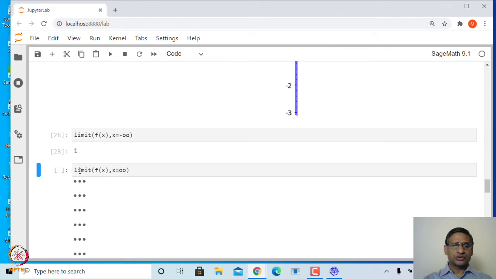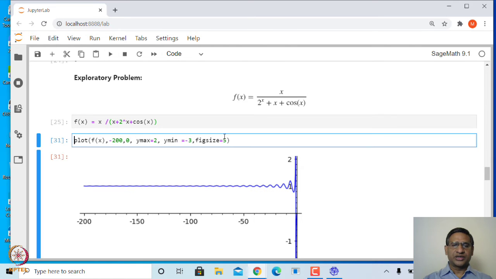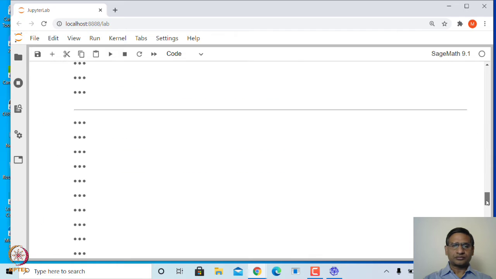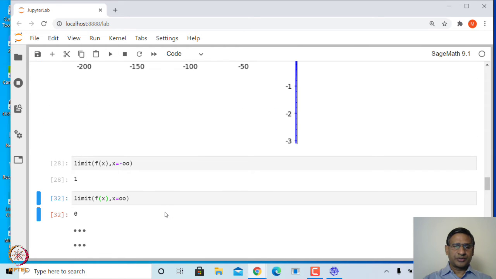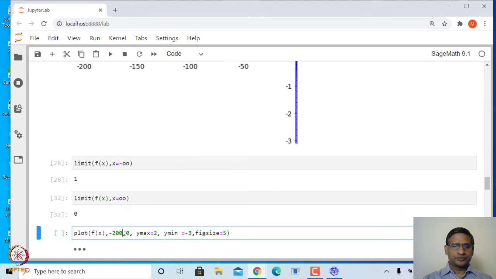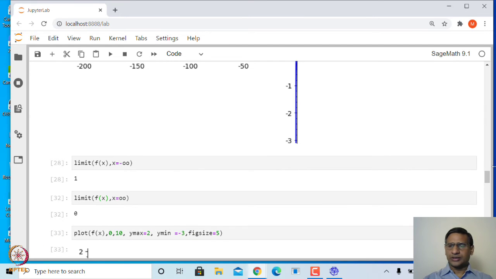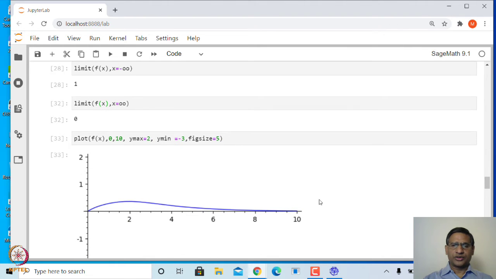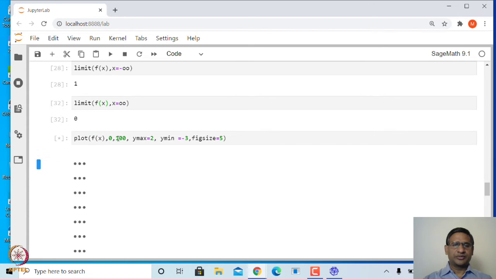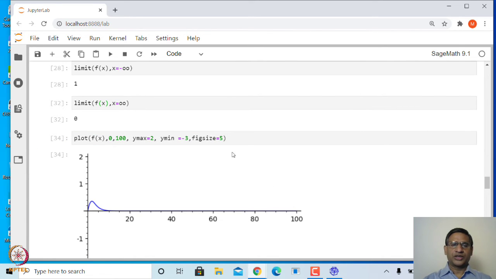Similarly, if you look at what happens to the function when x goes to infinity, this goes to 0. Again you can try to plot its graph. Let me plot the graph from 0 to, let us say, 100, and that is what you can see here. This is 0 to 100, and it becomes very close to the origin, right.